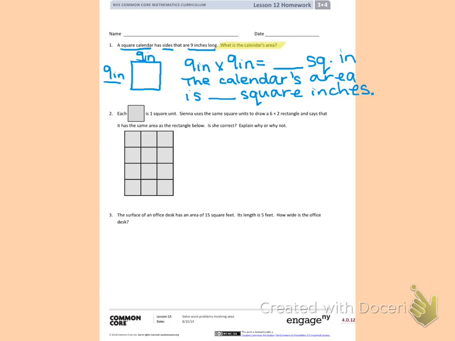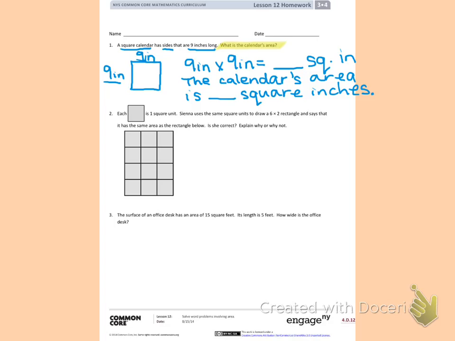Let's look at item 2 now. Item 2 says, each square is 1 square unit. Sienna uses the same square units to draw a 6 by 2 rectangle and says that it has the same area as the rectangle below. Is she correct? Explain why or why not.